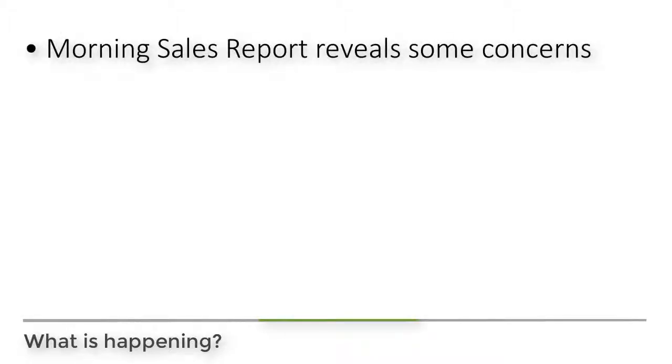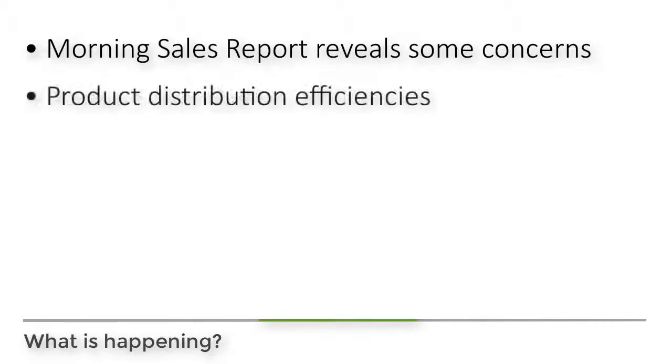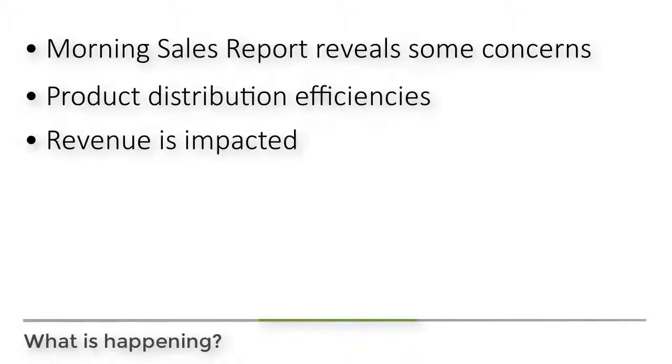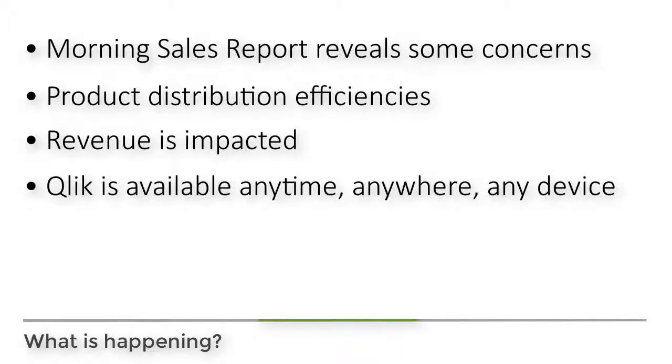So as you can see, I just received a phone call from my boss. He had some concerns about the morning sales report. Lately, we have been struggling with product distribution efficiencies to our stores, in turn affecting our revenue. Now, I'm not in the office yet. However, I have access to my Qlik Analytics over the internet and can see the same things he sees. So let me grab my iPad and see what's going on.